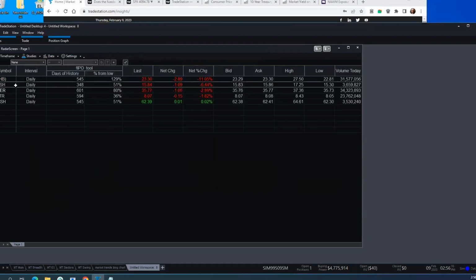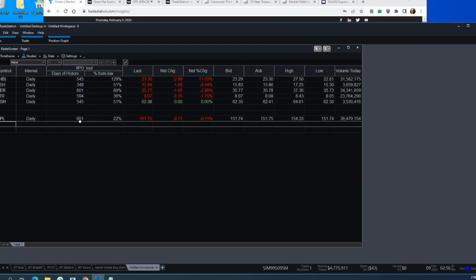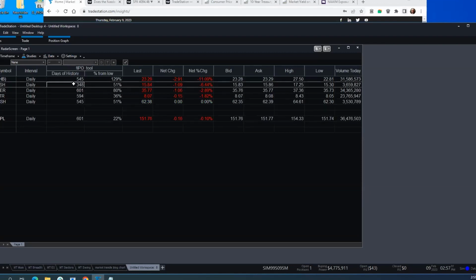It only shows 348. So now let's look, just for comparison, at a stock like Apple. 601. Remember, I loaded 600 days and we see 600 candles. Very simple code. All it does is count how many days of history. So if you load 500 days of history and it can only find 348, it means that this company went public 348 bars ago on the daily chart.